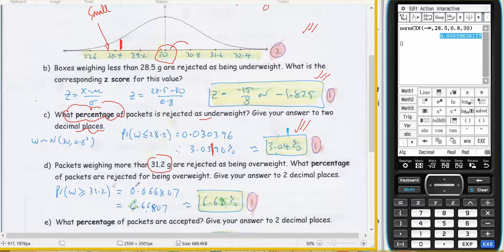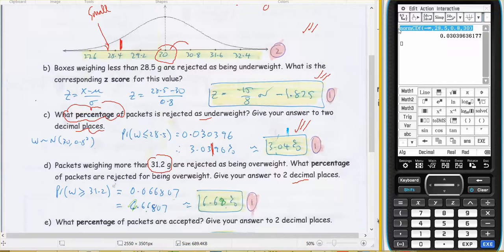Packets weighing more than 31.2 are rejected as being overweight. What percentage are rejected as being overweight? Give your answer to 2 decimal places. So what I'm looking for there is greater than 31.2. So 31.2 comma to infinity of 0.8, and that's their answer, and that's where that comes from.